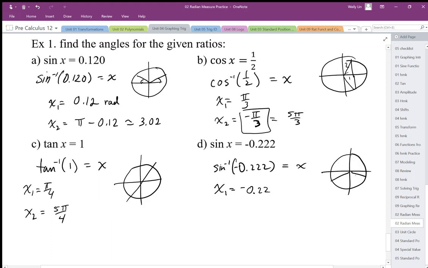Okay, so that's going to be this angle here in quadrant 4. So I want to find out the other angle in quadrant 3. So I'm going to do pi minus negative 0.22. I'm going to add 0.22 radians here. So I'm going to end up with 3.36 radians as my theta 2.